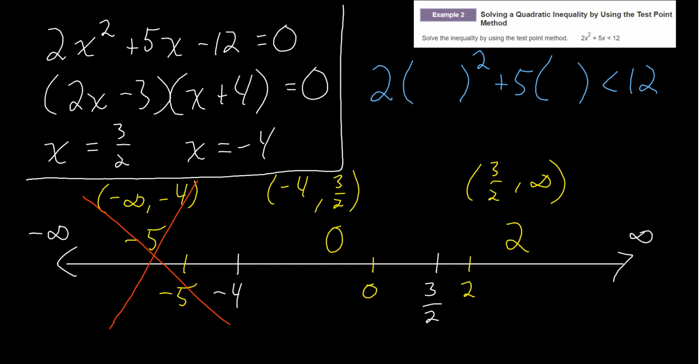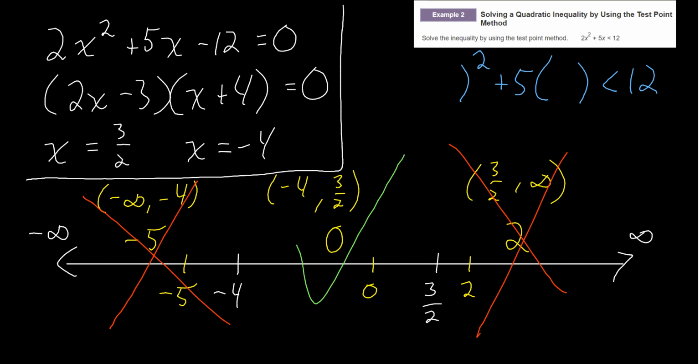Next let's put a 0 in here. Zeros are so easy to play with, that's why you always use them, right? 0 squared is 0, 2 times 0 is 0, plus 5 times 0 is 0. Is 0 less than 12? Yes, 0 is indeed less than 12, so this is a good interval. And then 2: 2 squared is 4, 4 times 2 is 8, 8 plus 5 times 2 is 10, 8 plus 10 is 18, and 18 is not less than 12, so this is a false statement.